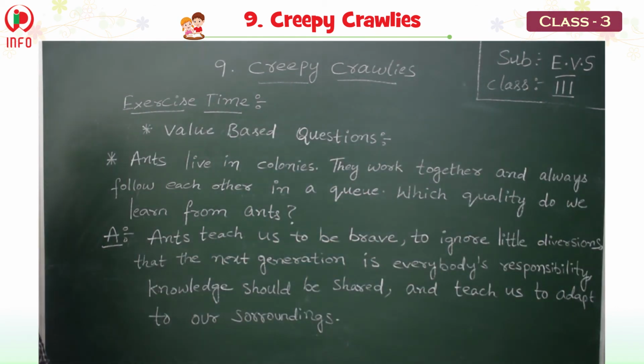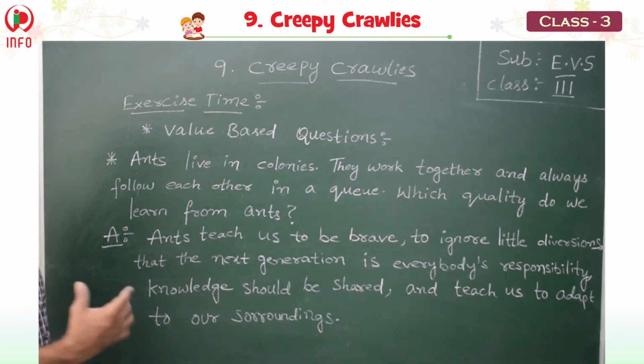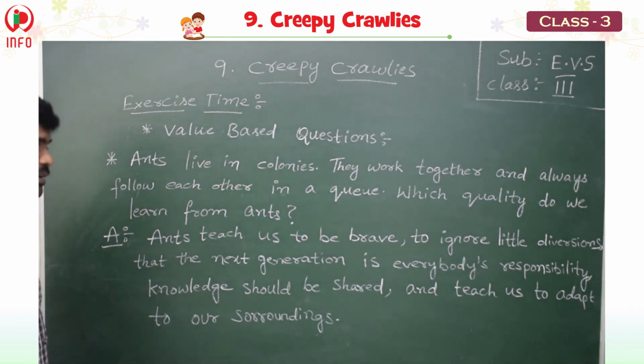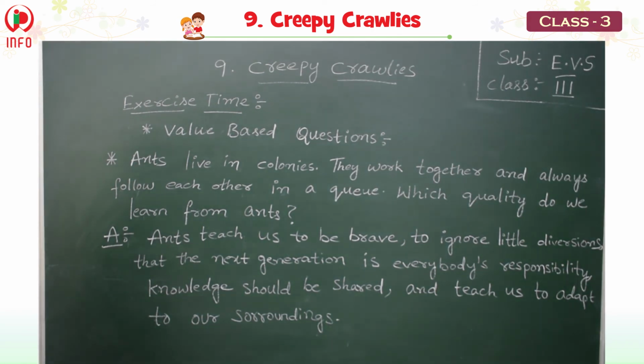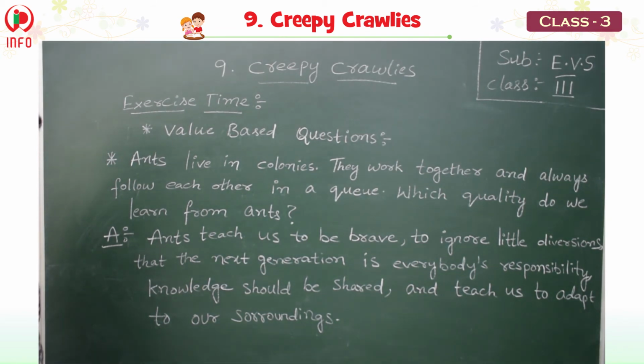Children, now it is a value based question. Ants live in colonies. Colonies means in groups. They work together. Have you seen the ants? They work like a team, and always follow each other in a queue. Children, if you observe the ants, each ant follows the other ant. Which quality do we learn from ants?